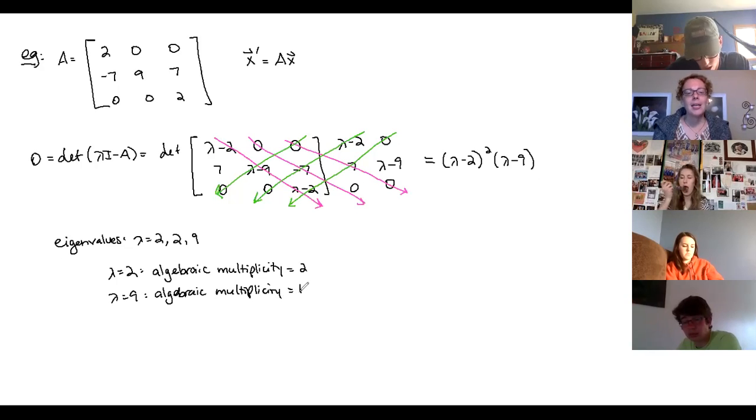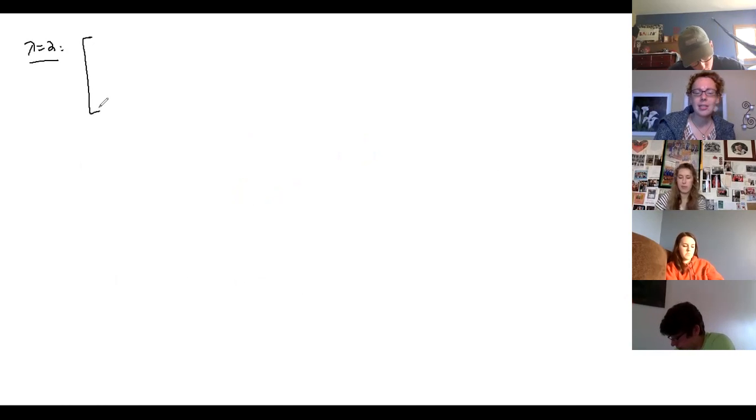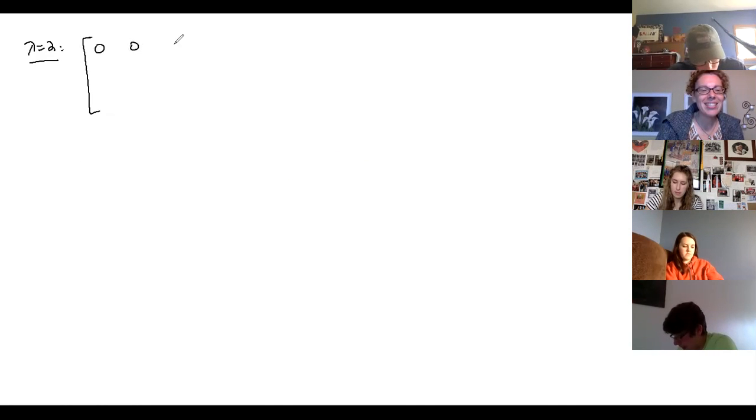Okay, cool. All right, let's go ahead and look at that second part, that free variables part that I haven't explained yet. So let's do lambda equals 2 first. So if we do lambda equals 2, we're gonna plug that into my matrix. Same thing as with the 2x2, it's just bigger. So I am going to get, we're doing lambda equals 2. Sorry, this is where I wish I had more chalkboard. Reading across: 0, 0, 0, negative 7, 7, 7, 0, 0, 0.